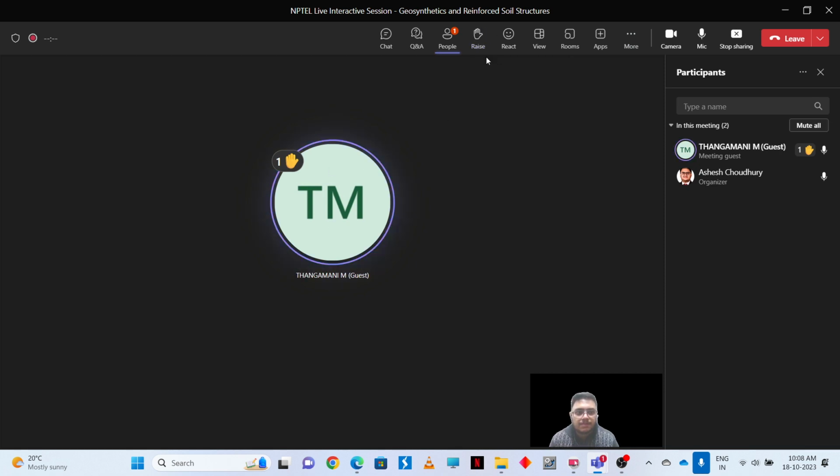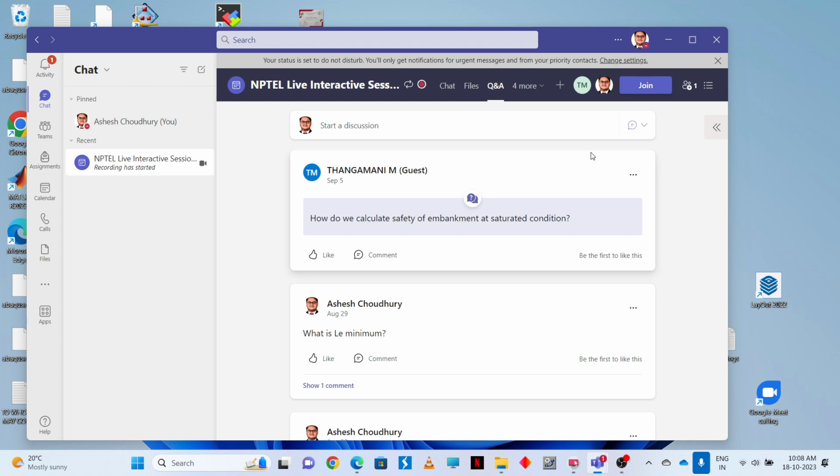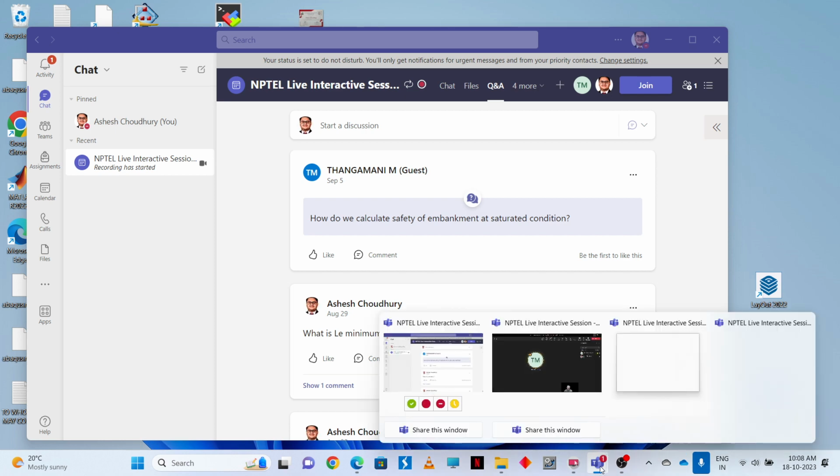Sir, what is infinite slope? Infinite slopes means very big slopes, very large slopes. A simple example can be a hill slope, a very large hill slope. That is considered as an infinite slope.